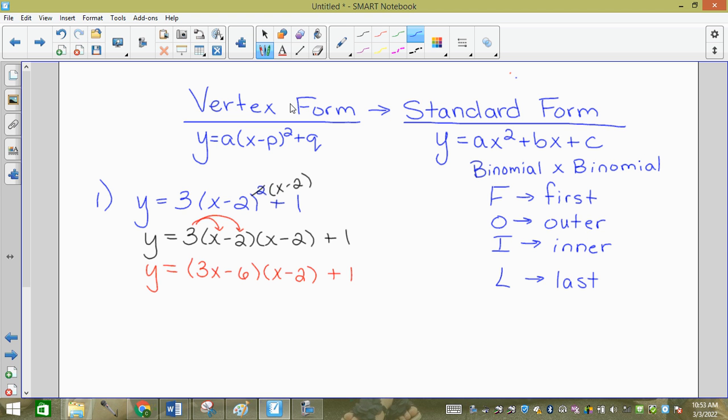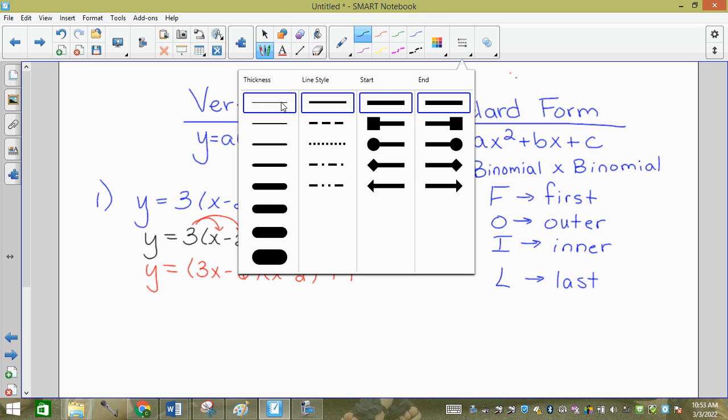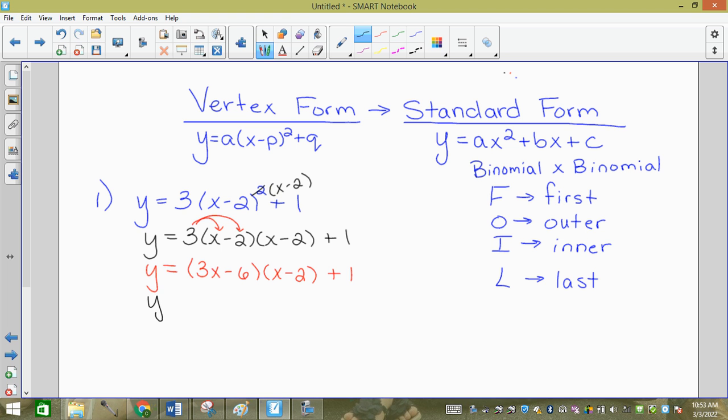Okay. So we do first, outer, inner, last. What the heck does that mean? Even if you forget the acronym, all it means is everything in the first bracket needs to be multiplied by everything in the back bracket, right? So every term here needs to be multiplied by that. If you use FOIL, it just does it. Okay, so let's go.